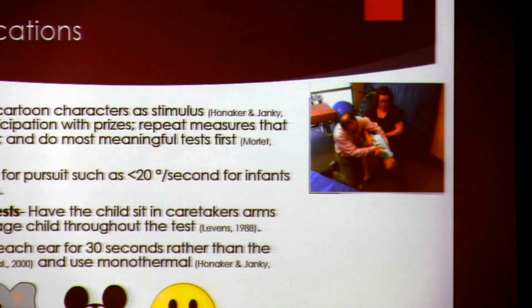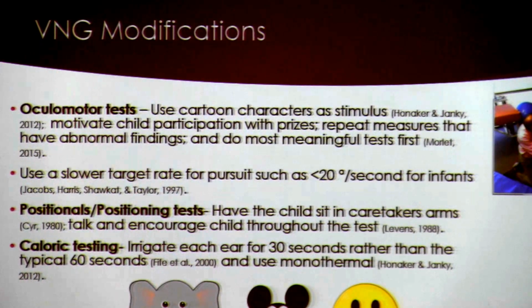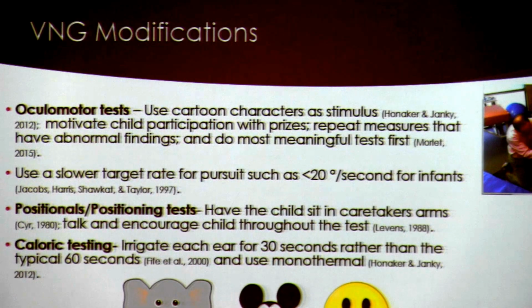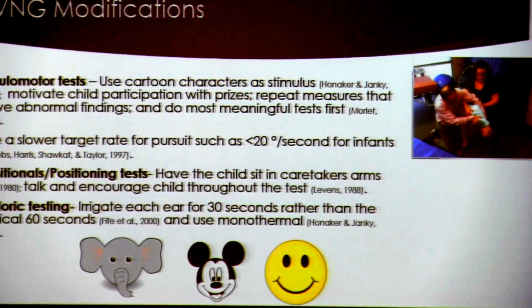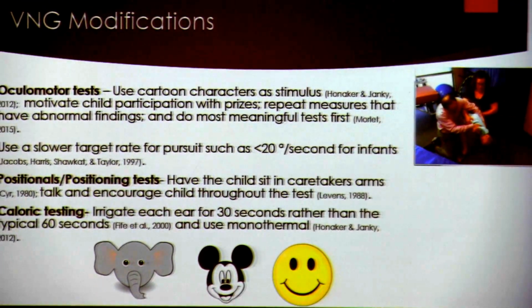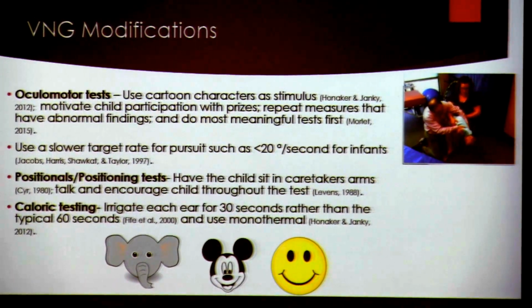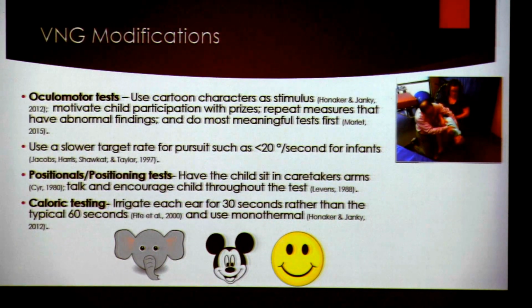So some modifications. For the ocular motor test, studies suggest using larger targets, more fun targets, such as these here. Studies we read, one used elephant heads, one used Mickey Mouse heads, and the other one used smiley faces like I did today. It also suggests to do the most meaningful test first, depending on the symptoms. And if you get an abnormal result, to do it again to make sure it is in fact abnormal. For positional and positioning tests, they suggest letting the child lay in the caretaker's arms to make them more comfortable, as seen in this picture, and to encourage them throughout to make them stay motivated.